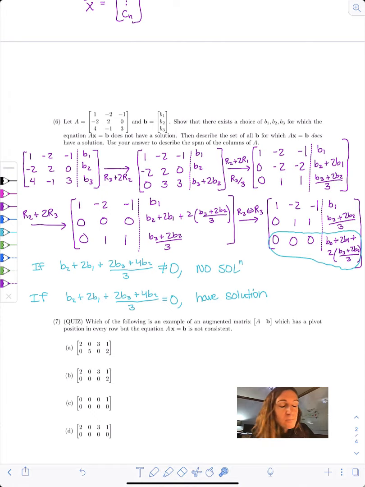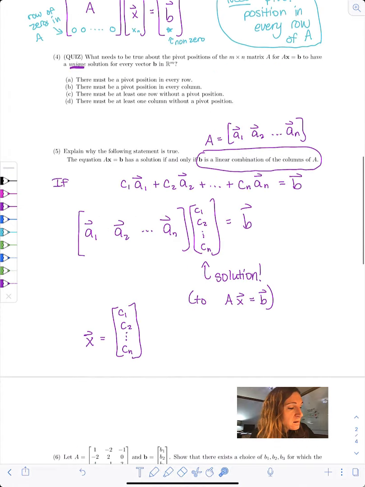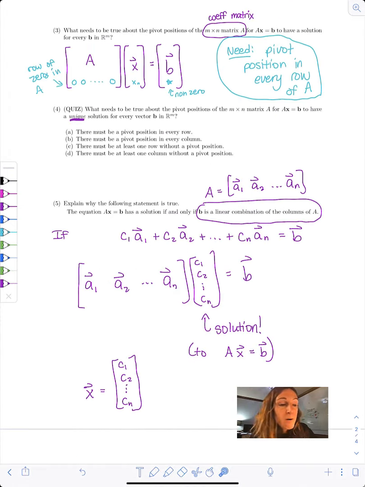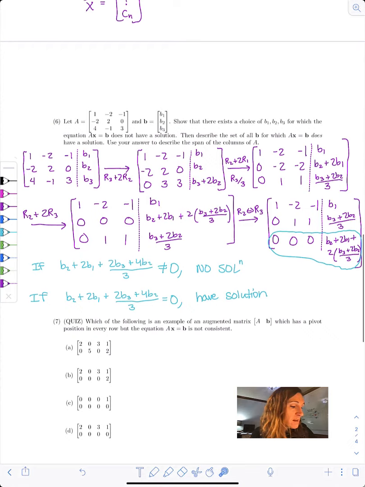So remember, we saw earlier that we needed a pivot in every row if we wanted a solution for every B. But in this situation, we're saying we can have a solution for certain B's, even if we don't have a pivot in every row, as long as those B's wind up giving us a 0 anytime we have a row of A with no pivots.